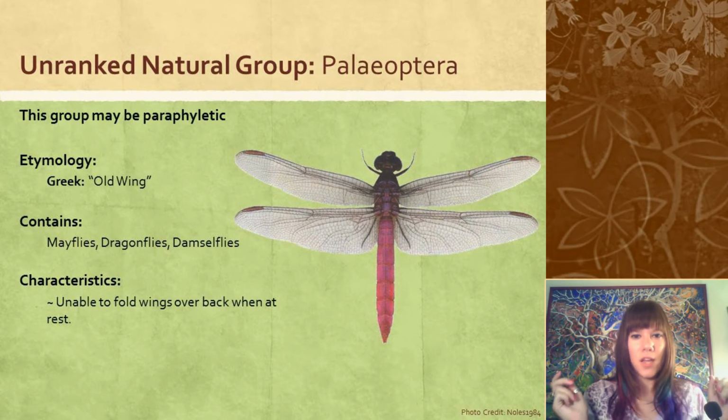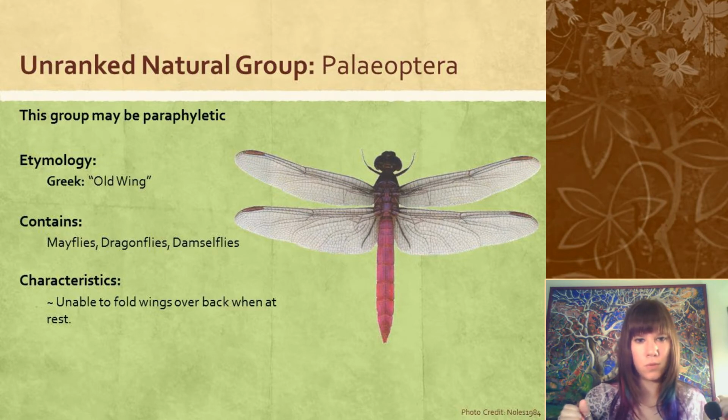And so it needs some resolution, and there's some debate right now about whether or not it's actually a monophyletic group. It's probably paraphyletic, but we don't quite know yet. Anyway, so it includes your mayflies and your dragonflies and your damselflies, and they're the only extant or living groups that would be in this natural group of Plecoptera.